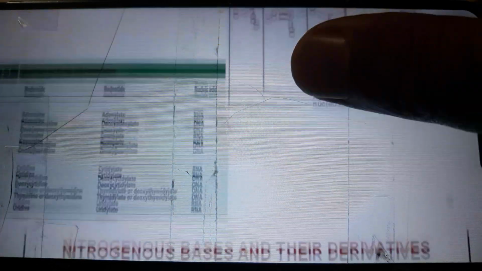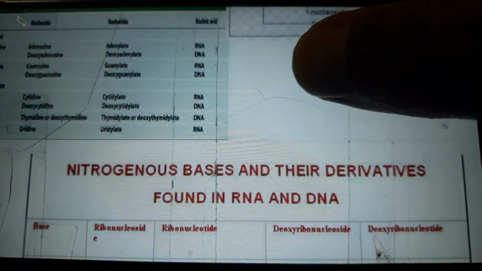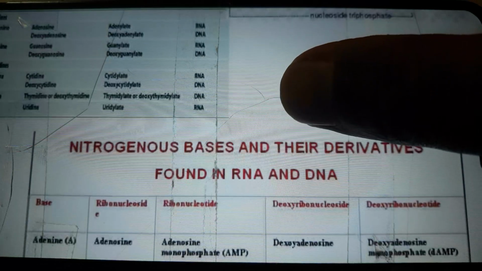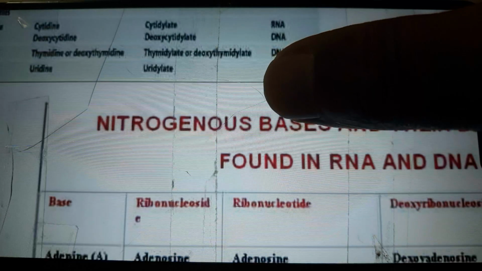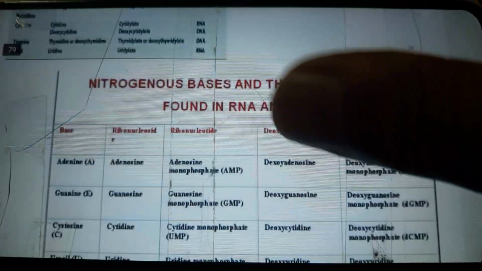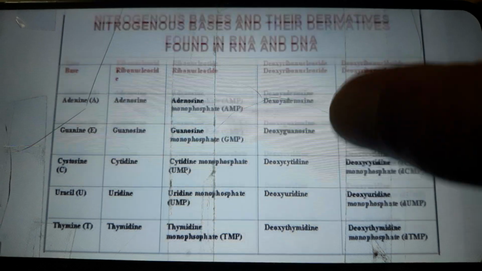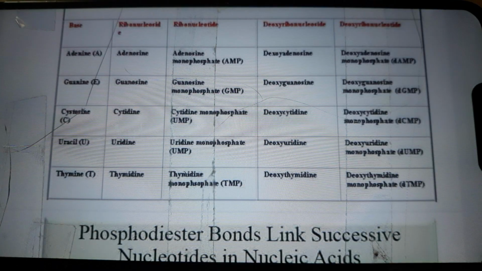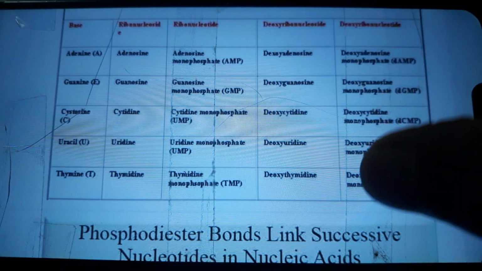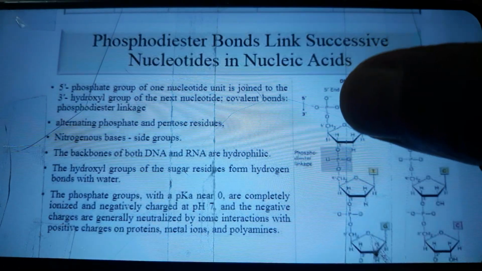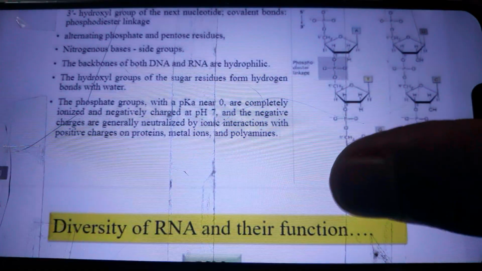Nucleotide and nucleic acid nomenclature. Adenine, guanine; pyrimidines: cytosine, thymine, uracil. These are the nitrogen bases found in RNA and DNA, right? Adenine, guanine, cytosine, uracil, thymine, ribonucleotide, ribonucleoside, nucleoside, nucleotide, deoxyribonucleotide, nucleoside, and nucleotide. Phosphodiester bonds link nucleotides in nucleic acids.